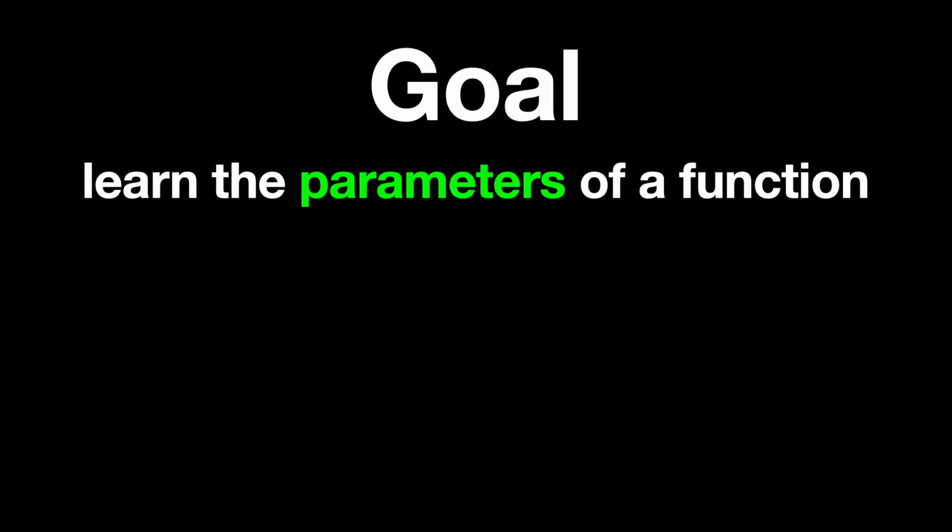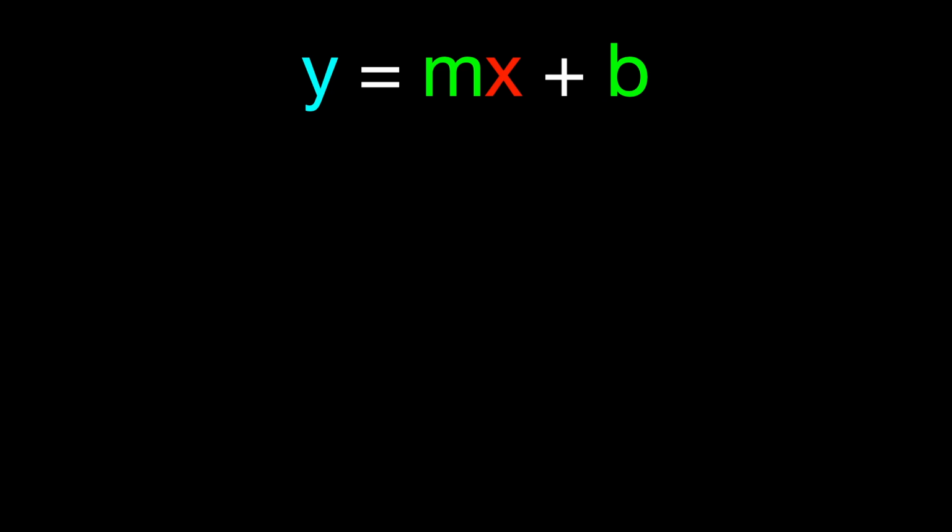Let's start by explaining the goal of machine learning. The goal of machine learning is to learn the parameters of a function. This is a function. It has three pieces: an input, which we refer to as x, parameters, m and b, and an output, y. When we think about functions in a classical sense, we usually assume that we know the parameters m and b, and that the output y is what we are trying to figure out.